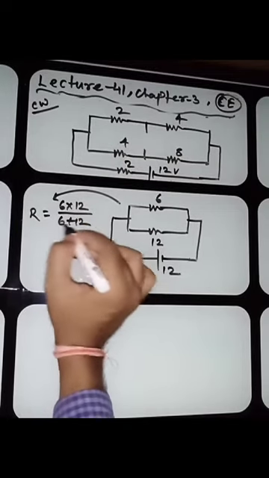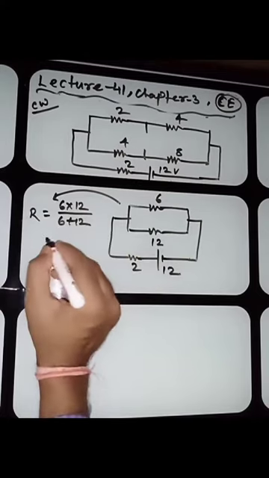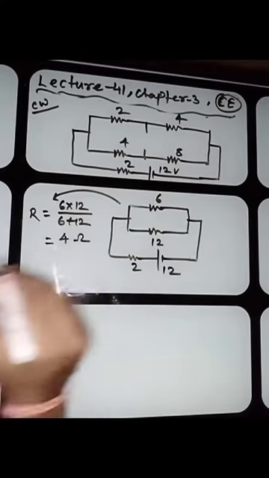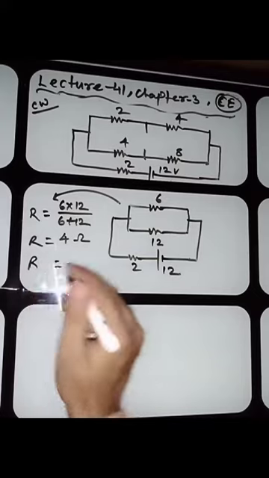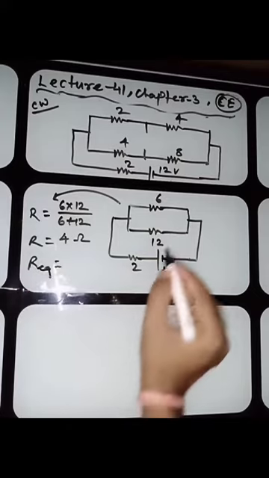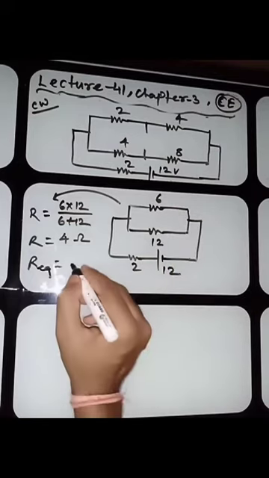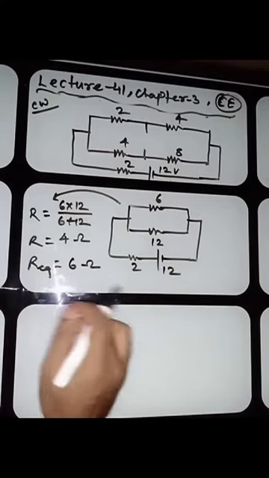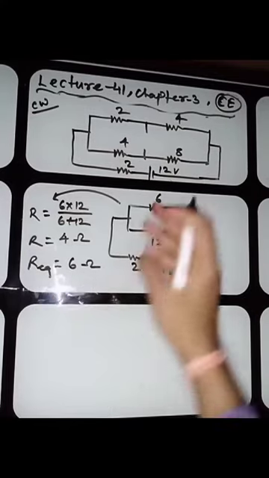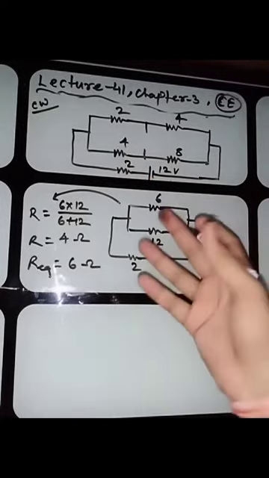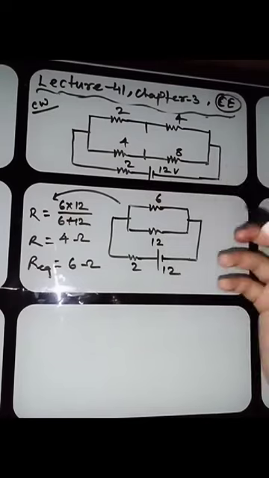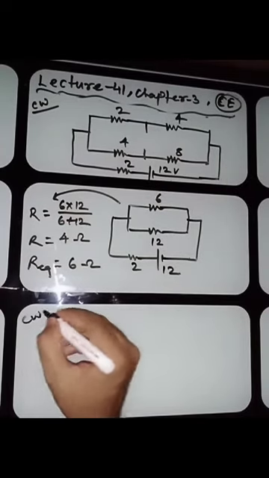12 times 6 is 72, and 12 plus 6 is 18. So it is 4 ohm R. So the total resistance R equivalent, what else? This is 4 and this is 2. So the 6 ohm. If you will be asked to find the current across each resistor, the total current, whatever you will ask, you can solve such type of question. Okay. Now the next question.